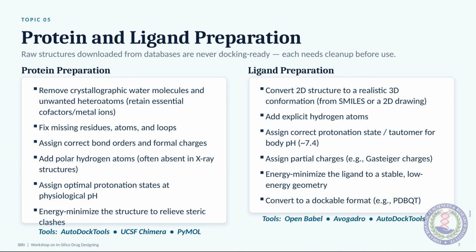For ligand preparation, we convert the 2D structure to a realistic 3D conformation. Add explicit hydrogens. Assign the correct protonation state and tautomer. Assign partial charges, such as Gasteiger charges. Energy minimize to a stable geometry, and convert to a dockable format like PDBQT. Common tools for this include OpenBabel, Avogadro, AutoDock Tools, UCSF Chimera, and PyMOL.